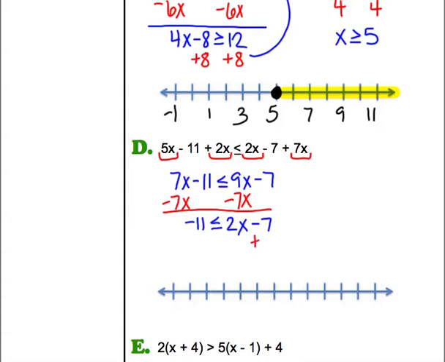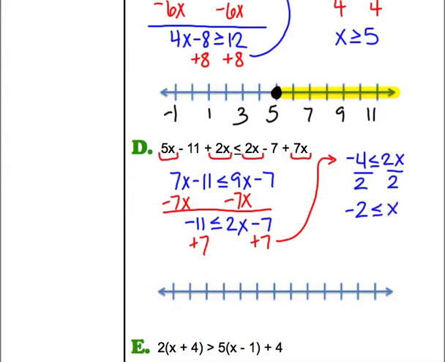Then I can go ahead and add 7, which is going to give me negative 4 is less than or equal to 2x, dividing by 2 on both sides, giving me negative 2 is less than or equal to x. Now when I number my number line, I have negative 2 here. Remember, more negative, and this goes less negative and more positive. I have a closed circle at negative 2.